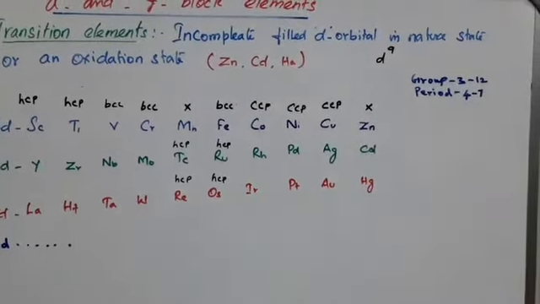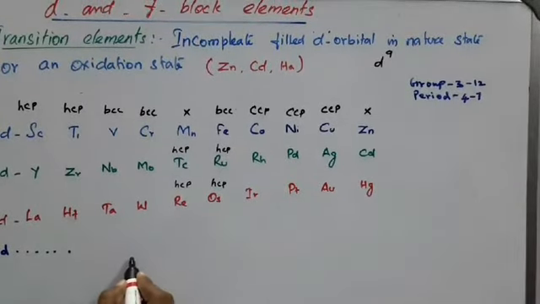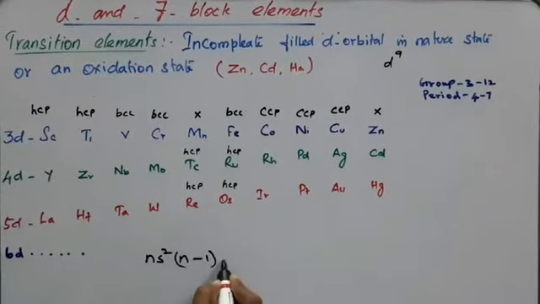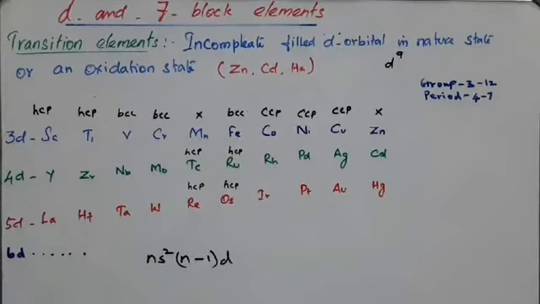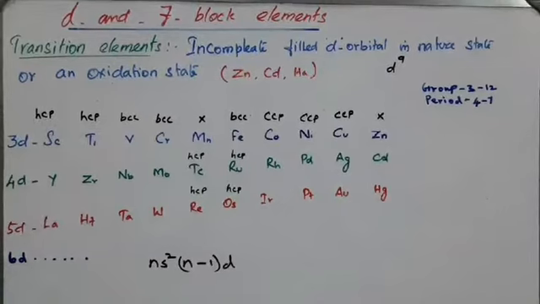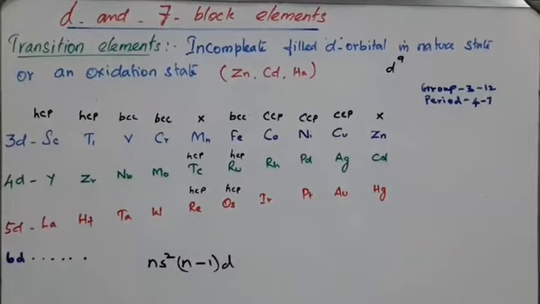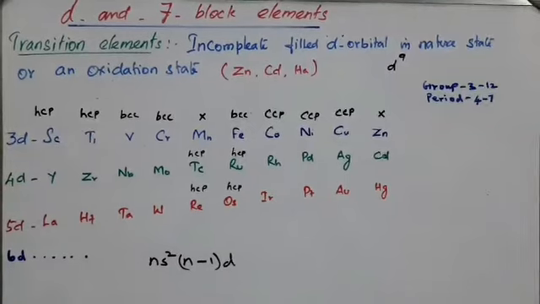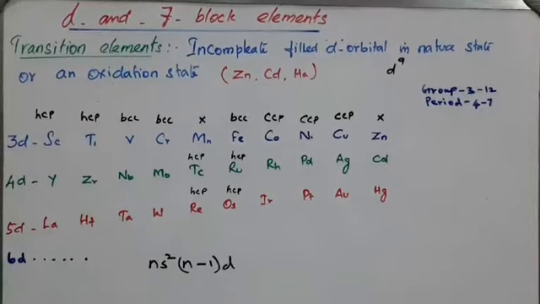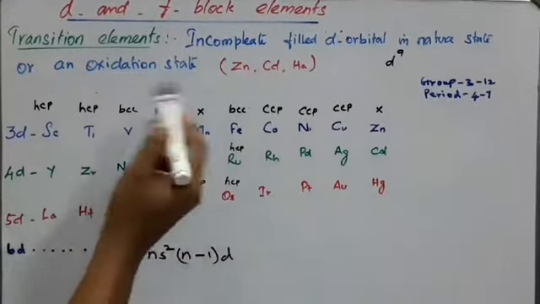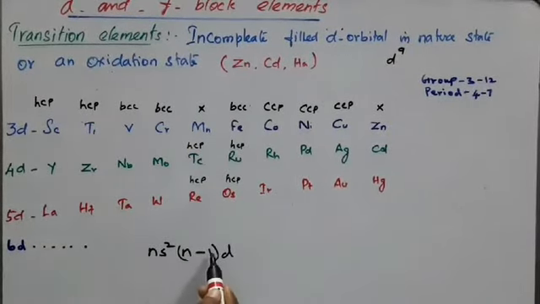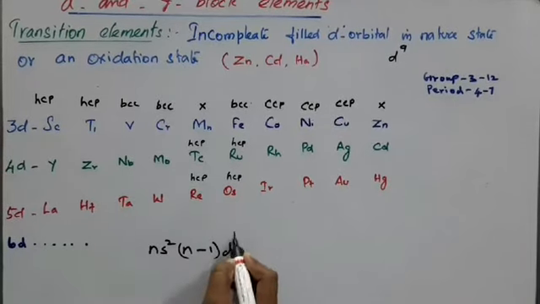What is the general electronic configuration? This is ns2 (n-1)d. So this is the general electronic configuration. The D block elements are also called transition elements. Why are they transition elements? Because they are bridging elements between the S block elements and the P block elements, and they have incomplete filled d orbitals in the neutral state as well as in the oxidation state. Incomplete filled means (n-1)d1 to d10.